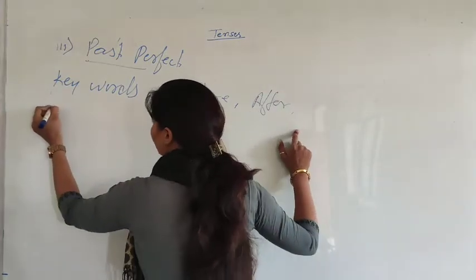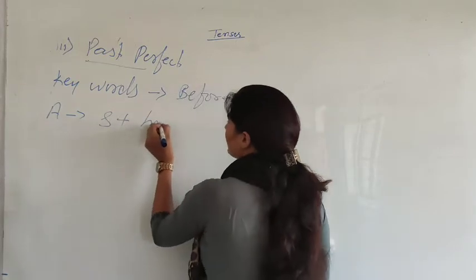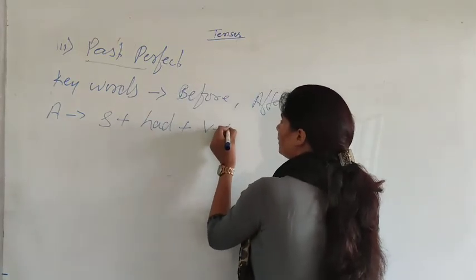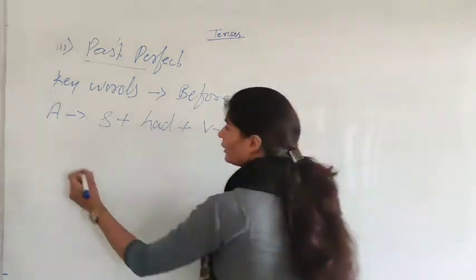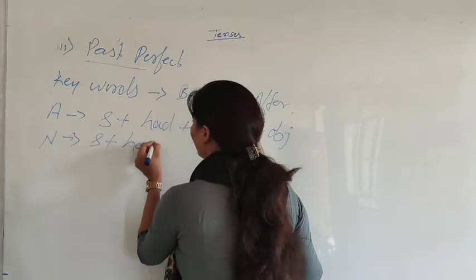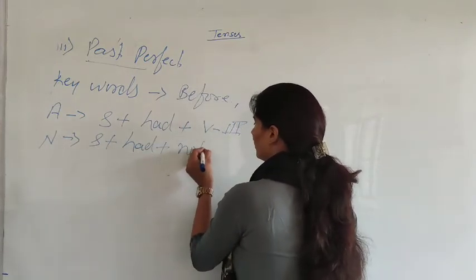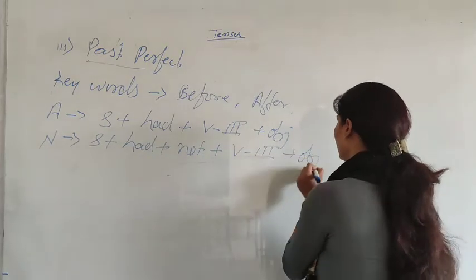Next one is the structure, that is assertive sentence is subject plus had plus verb third form plus object. Now see the negative one is subject. What we have to do after the helping verb, we have to put the not. So this is a negative sentence plus object.